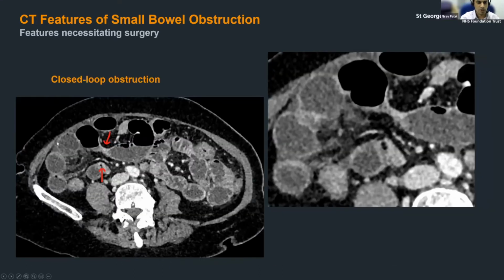And finally, another feature that might suggest needing surgery is something of closed loop obstruction. Here you have a patient with 2 transition points adjacent to each other. You have an adhesion across here, but you can see in this region here, you can localize congestion to that side, right side of the abdomen. And if you compare it to the contralateral side, these loops are slightly reduced enhancement. And this is something that we would need to suggest that the patient may need an operation.